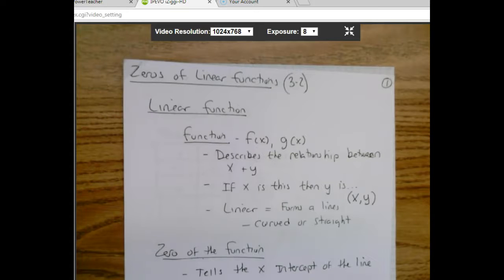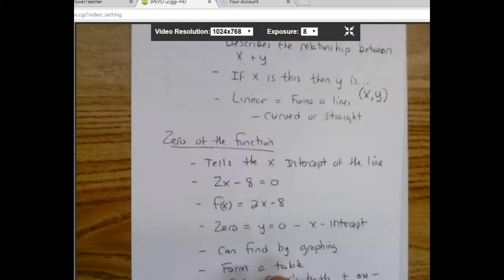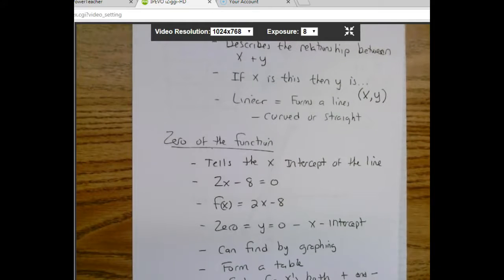The linear part just tells us that if it's a linear function, it's a function that forms a line. Okay? And that line can be curved, or it can be a straight line. It really depends on the function. So then, the zero of a function tells us where the x-intercept of the line is.